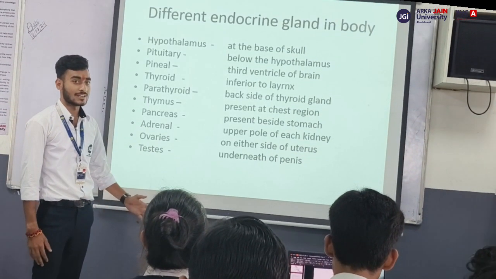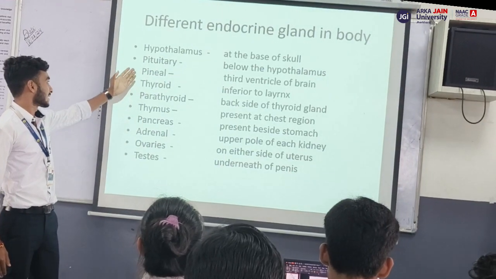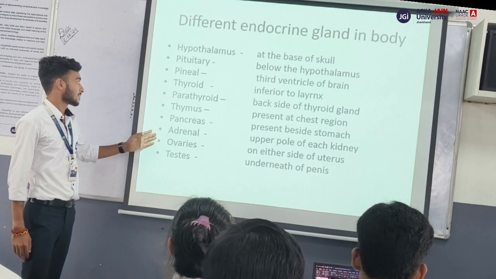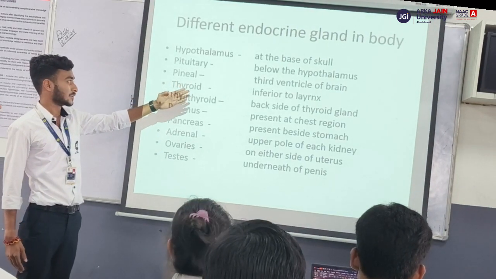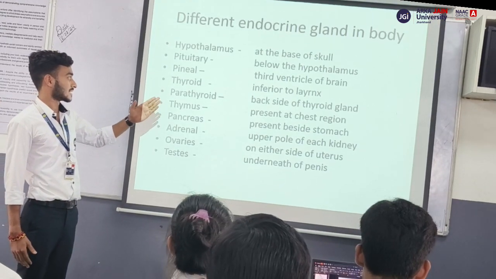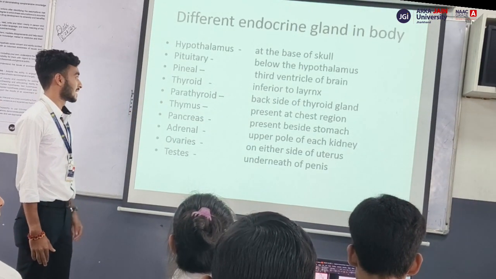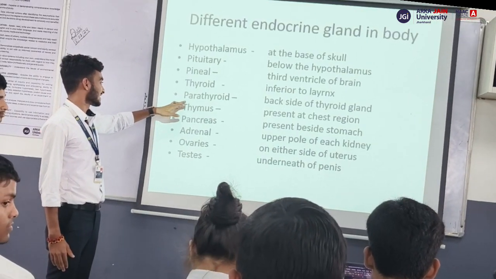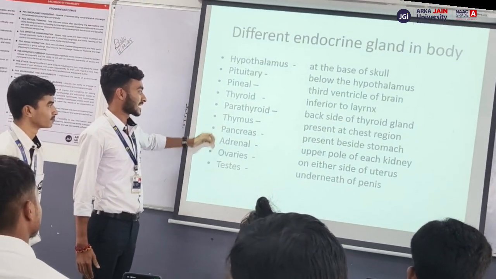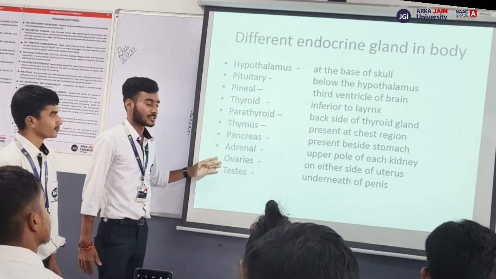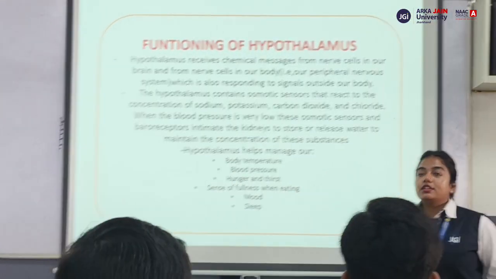Different glands in our body. For example, the hypothalamus is present at the base of our skull, the pituitary gland is below the hypothalamus, and the pineal gland is at the third ventricle of the brain. The thyroid is inferior to the right, the parathyroid is on the backside of the thyroid gland, and the thymus gland is present at the functioning of the hypothalamus.